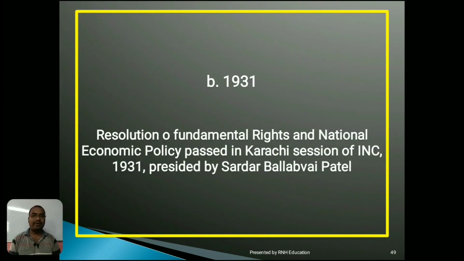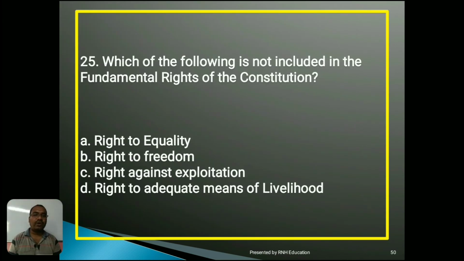The resolution on fundamental rights and national economic policy was passed in the Karachi session of the Indian National Congress in 1931, presided over by Sardar Vallabhbhai Patel. Okay friends, now going to the next question, that is question number 25. Which of the following is not included in the fundamental rights of the Constitution?